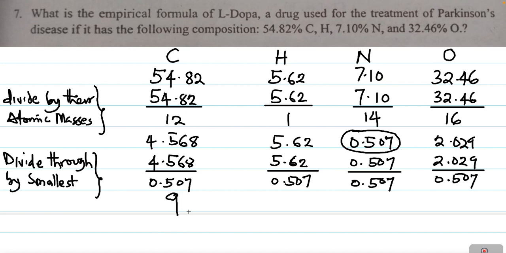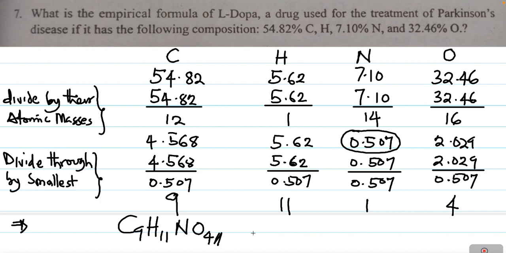And this other one, 5.62 divided by 0.507, is approximately 11. And this is 1. And 2.029 divided by 0.507 is approximately 4. So therefore, the empirical formula for that compound becomes C9H11O4. Okay, so that's the empirical formula for this particular one.